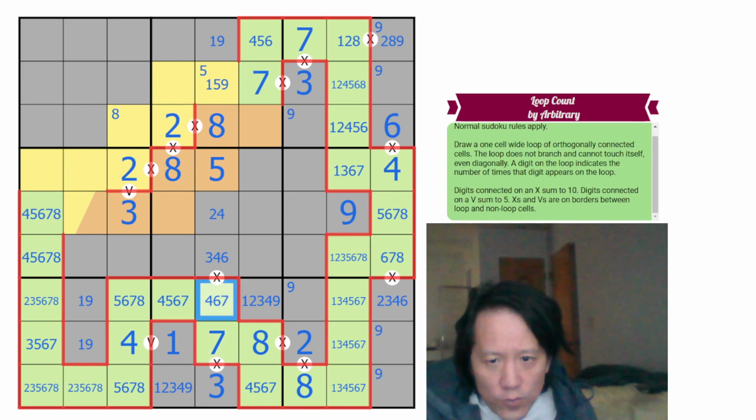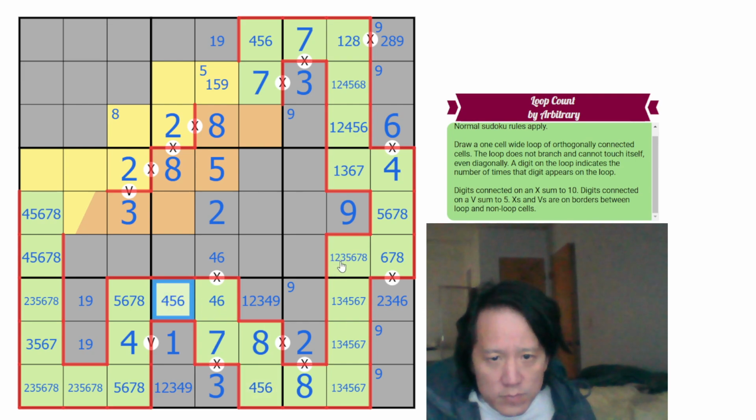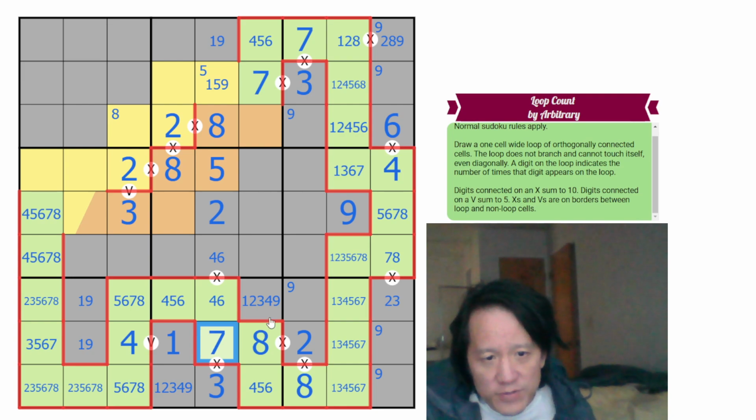This can't be 4, therefore this becomes 3 and 7. So this is 4, 6, and 4, 6. That seems fine. So this is 2. This all seems kosher. This can't be 7. This can't be 7. This can't be 4 or 6. No 6. 7 or 8. This all seems fine.